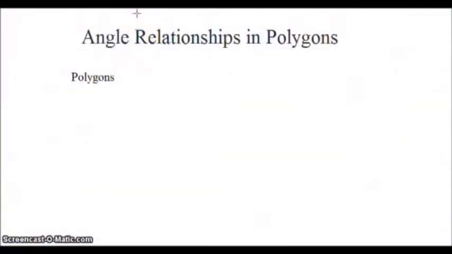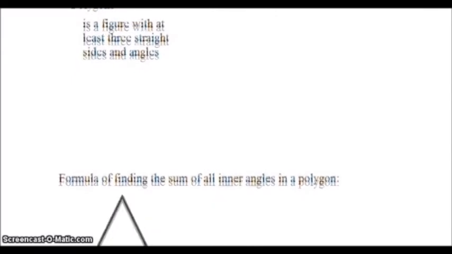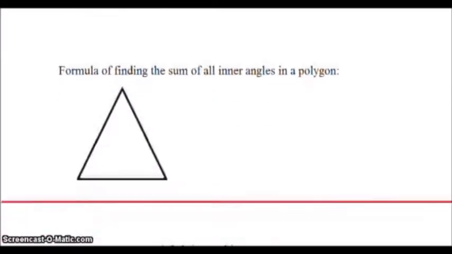Hello guys, today we're going to learn about angle relationships in a polygon. First, let's find out what a polygon is. A polygon is a figure with at least 3 straight sides and angles. Now let's learn how to find the total sum of all interior angles in a polygon.